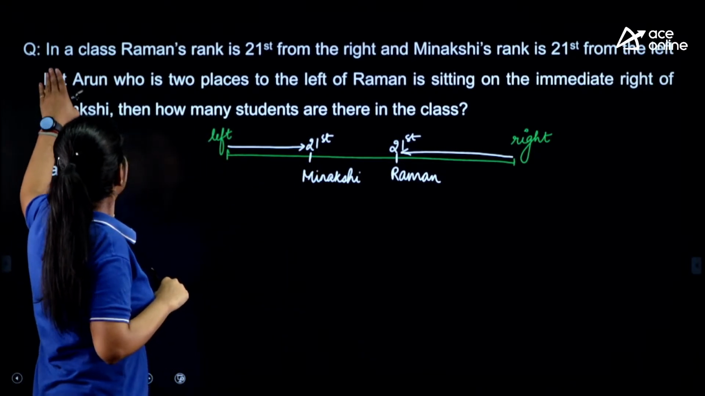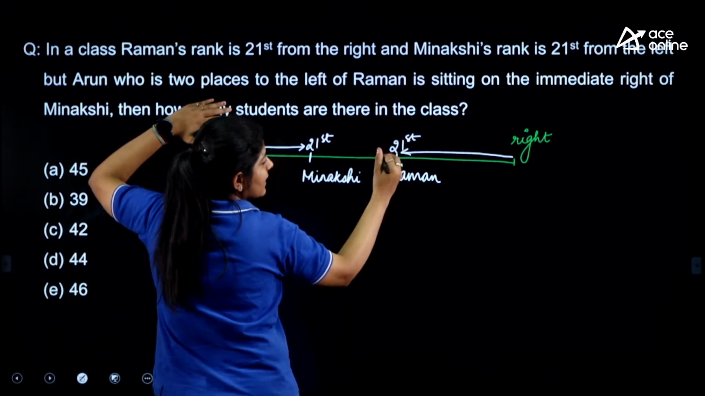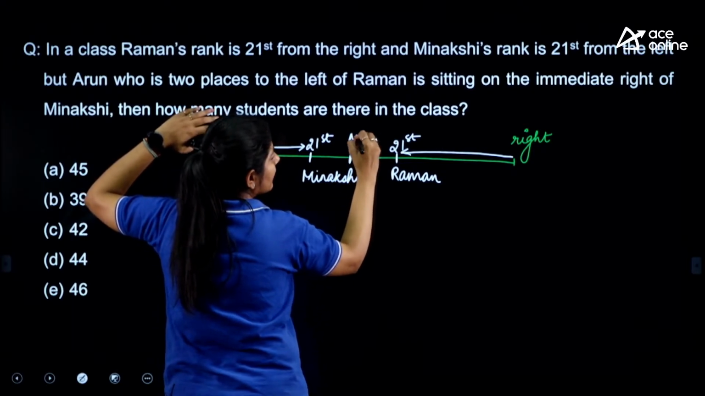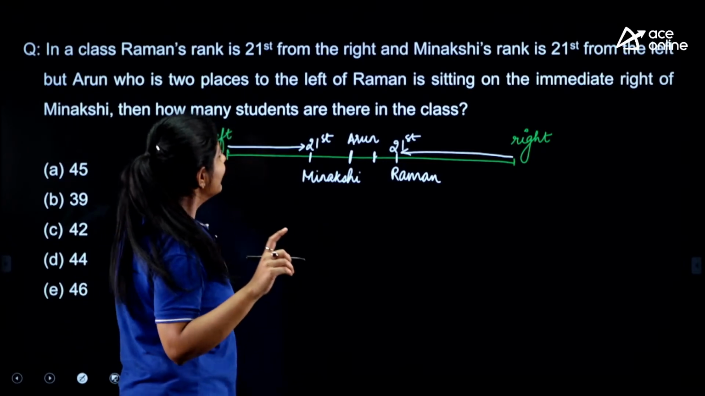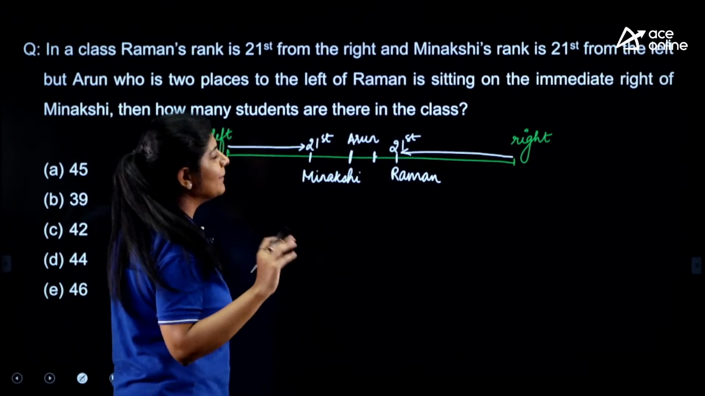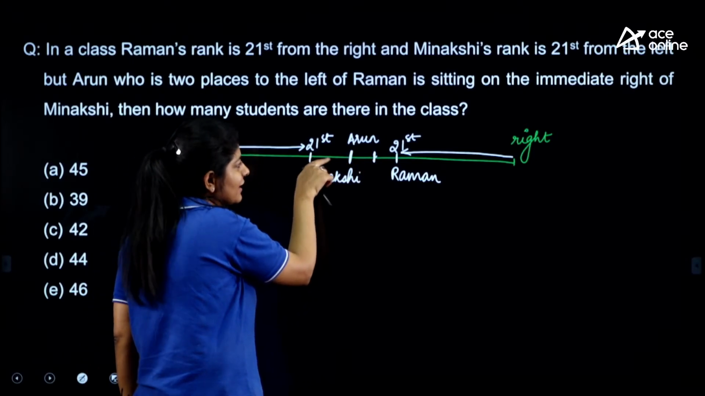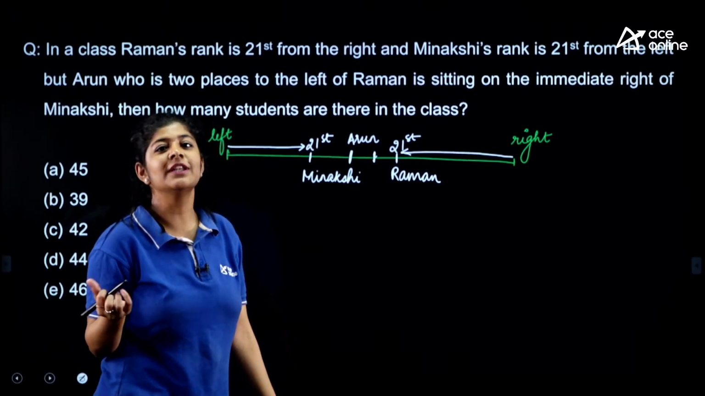Now, Arun, who is 2 places to the left of Raman, 2 places, that means 1 and 2. This place is of Arun. Okay, and he is sitting on the immediate right of Meenakshi. Yes, this is the immediate right of Meenakshi. That means there is no one in between Meenakshi and Arun. And we need to find out the total number of students.